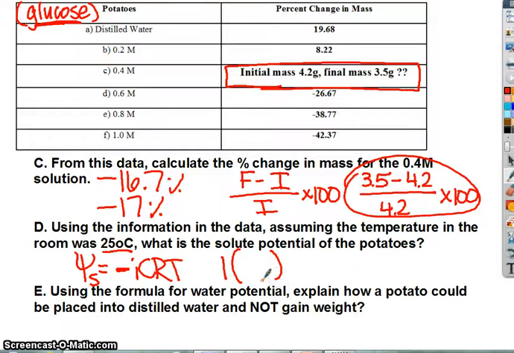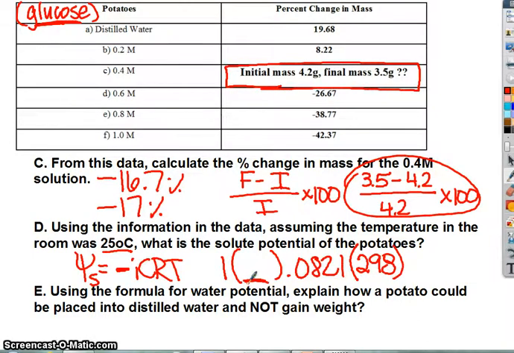C is the only tricky part of this whole thing. R is 0.0821. I don't have it in front of me. And T is going to be your temperature in Kelvin, which in this case is going to be 298. So the only thing that's missing is C.